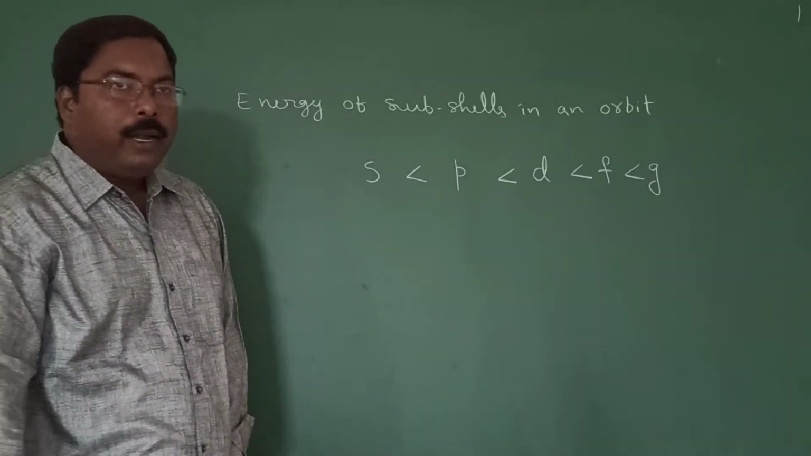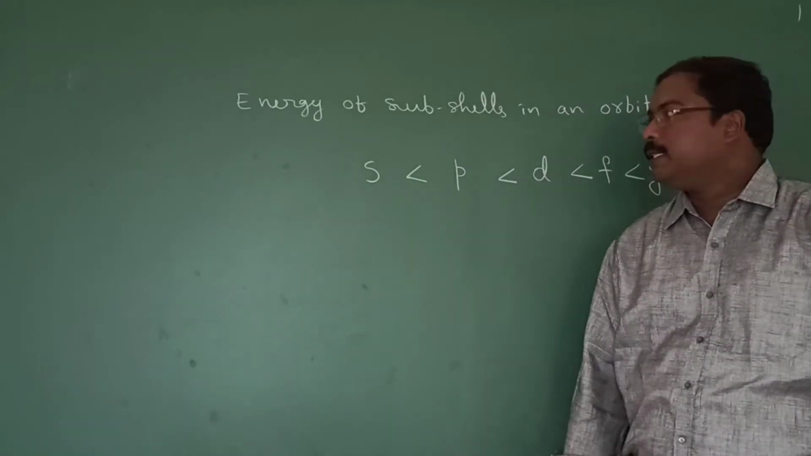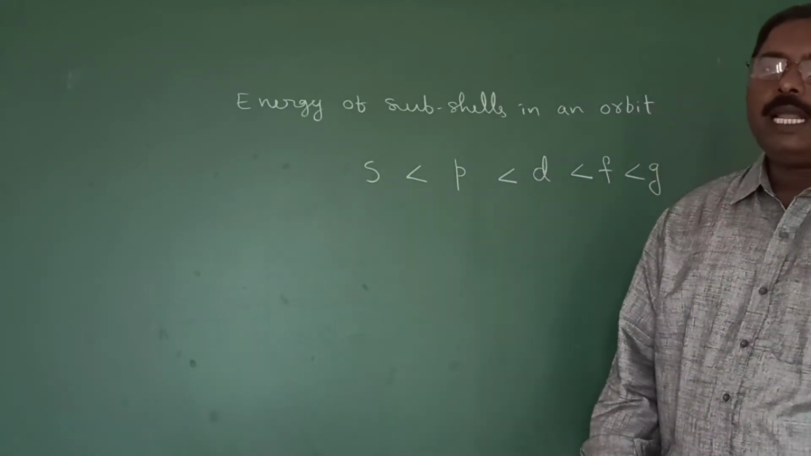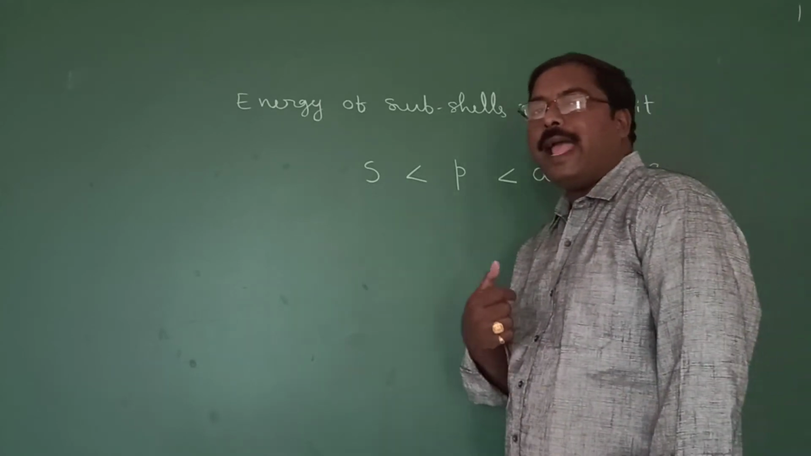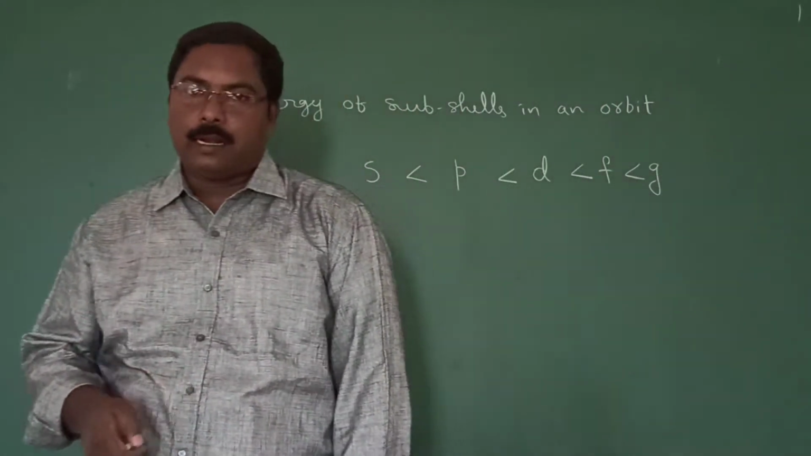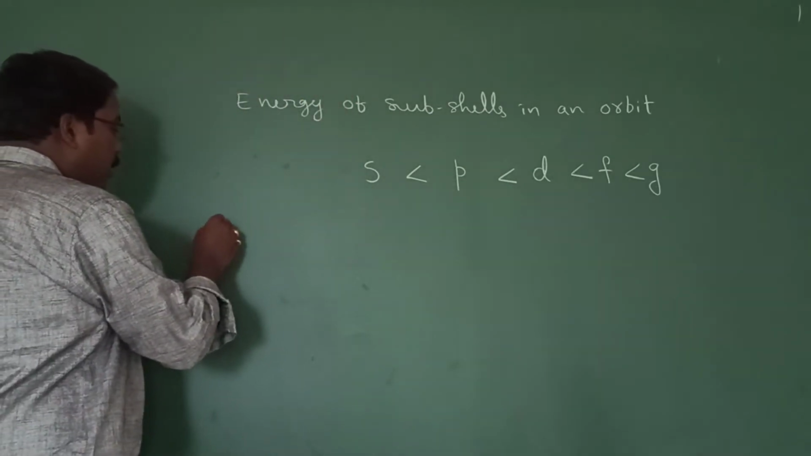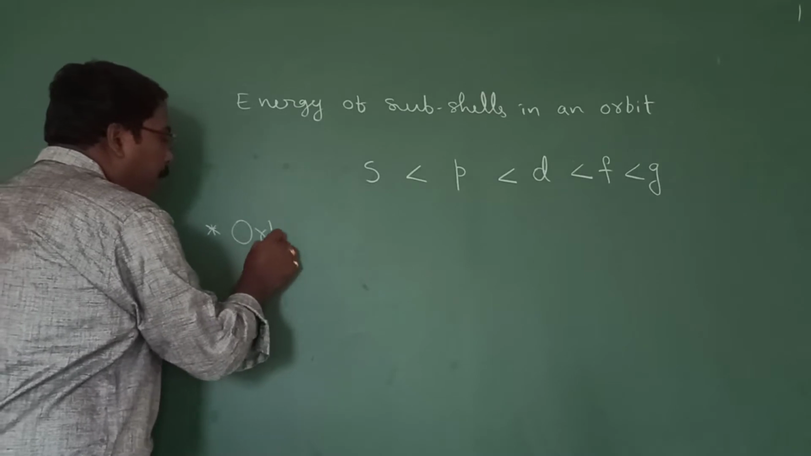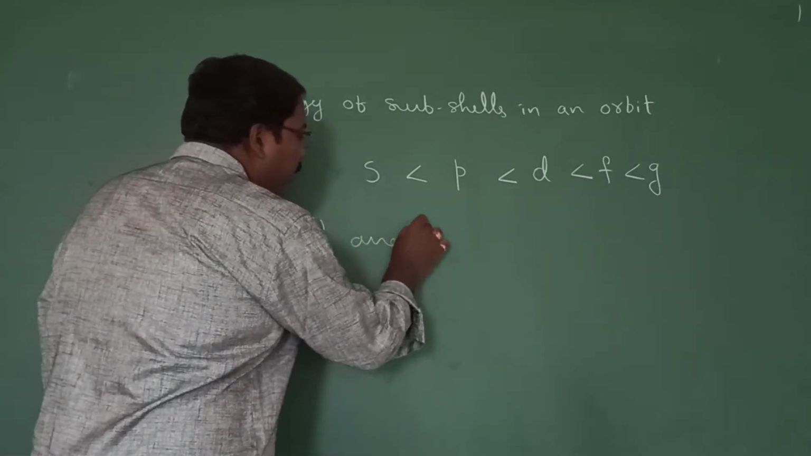Now, one more important thing about the azimuthal quantum number is that the azimuthal quantum number explains the orbital angular momentum of the electron. Okay? Note down: orbital angular momentum of the electron.